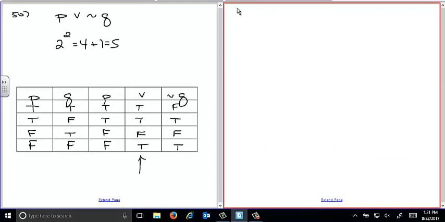Okay, moving on to 53. So we have a little bit more complication, not that much. Actually, that's 54, so be careful here. So we have not Q, and not P or Q.